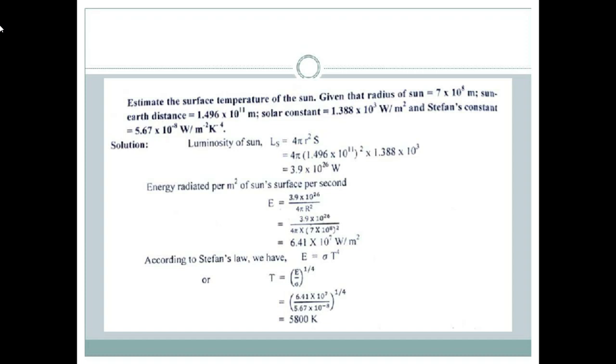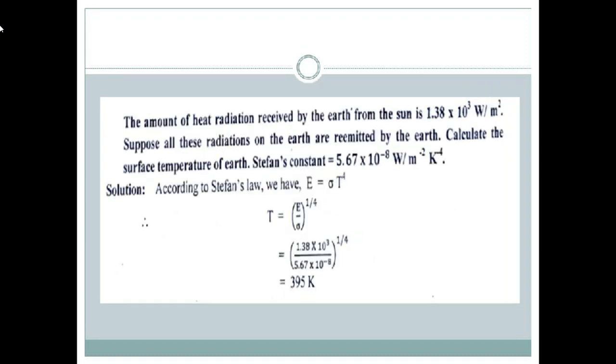Energy radiated per meter square of the sun's surface per second, capital E, is equal to 3.9 × 10^26 upon 4πr², which is the energy radiated formula. Just substitute the value, you will get 6.41 × 10^7 watt per meter square. According to Stefan's law, we know the formula E = σT^4. So T = (E/σ)^(1/4). After substituting and solving, you will get 5800 Kelvin.